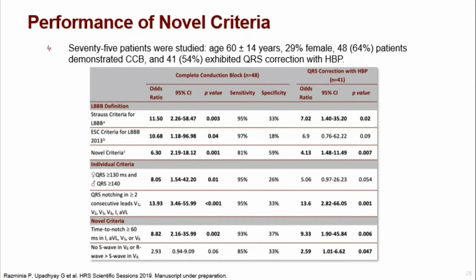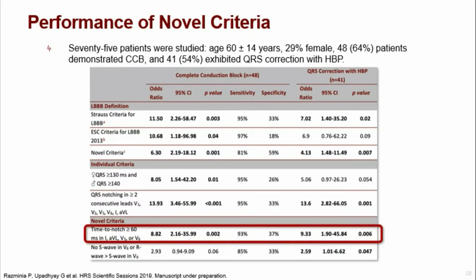We evaluated the performance of these novel criteria in a cohort of 75 individuals in whom conduction system block or intraventricular conduction delay, as well as response to His bundle pacing, could be assessed with intracardiac recordings. What we found was that of those novel criteria, the time to notch in particular demonstrated favorable performance at distinguishing patients with complete conduction block as well as those more likely to benefit from conduction system pacing.